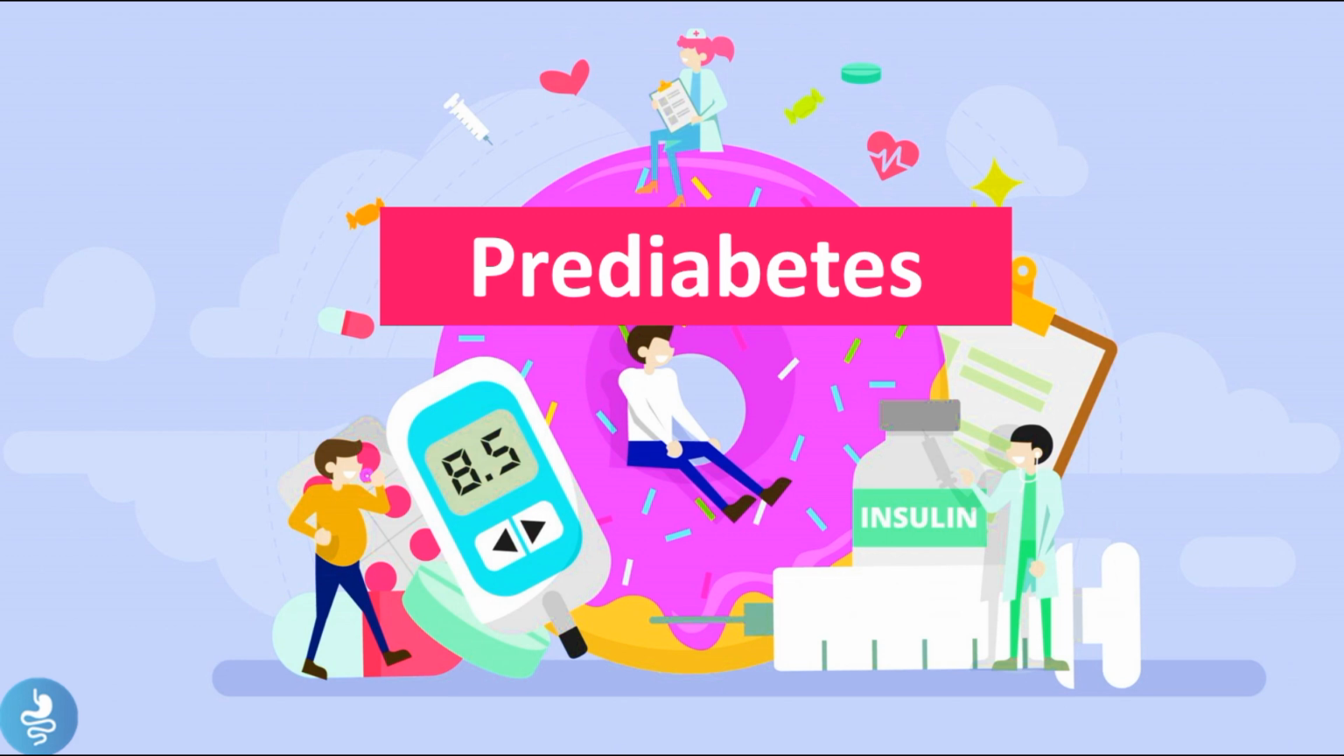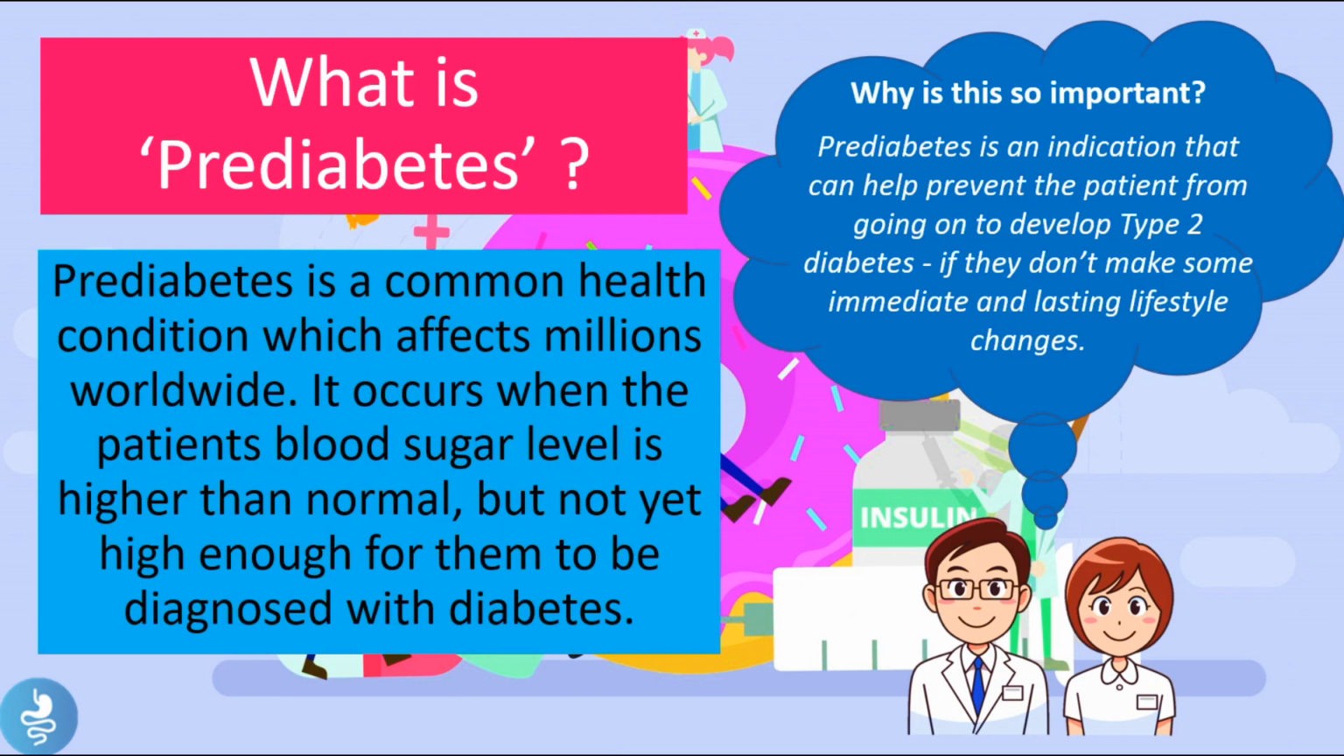In today's video, we'll be talking about a very interesting pathology, and that is prediabetes. So let's get started. So what is prediabetes? Prediabetes is a common health condition which affects millions of people worldwide. It occurs when the patient's blood sugar level is higher than normal, but not yet enough for them to be diagnosed with diabetes. So why is this so important?